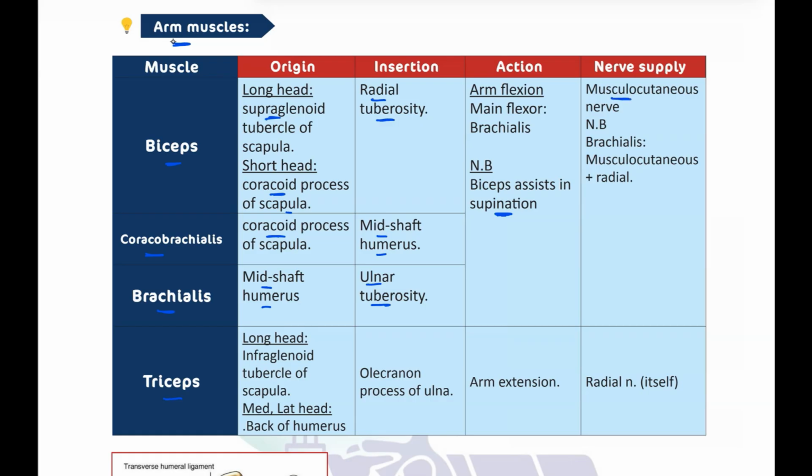Now, triceps has three heads. The long head arises from the infraglenoid tubercle. The medial and lateral arise from the posterior aspect of the shaft of the humerus. Now, if we take the spiral groove as the reference, the one which arises above the spiral groove will be the lateral head, and the one which arises from the posterior aspect of the shaft below the spiral groove will be the medial head. Now, it inserts on the olecranon. It is responsible for the arm extension, and it is supplied by the radial nerve.